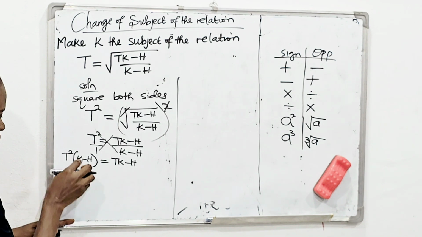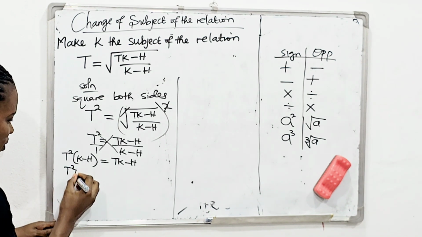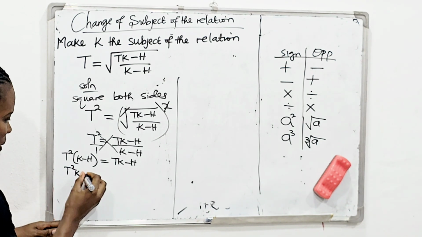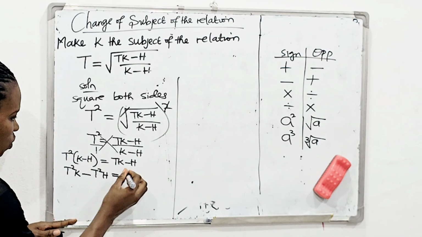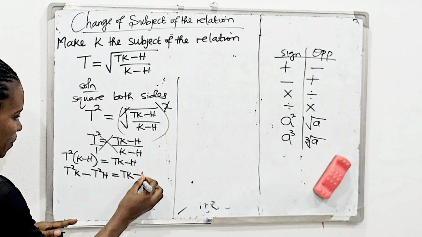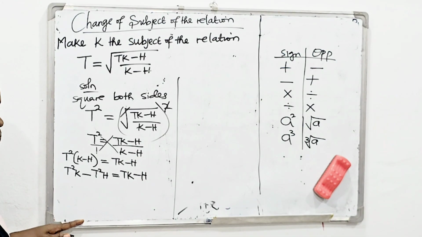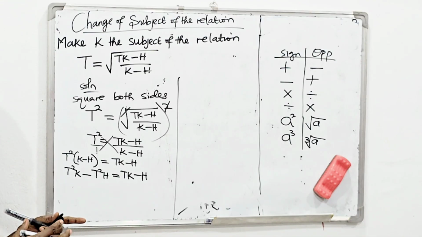Okay, next is to open the brackets. So I'll do t squared times k. t squared times k is t squared k, minus t squared times h is t squared h, is equal to tk minus h. Okay, the next thing is, remember our target, we want k to stand alone.